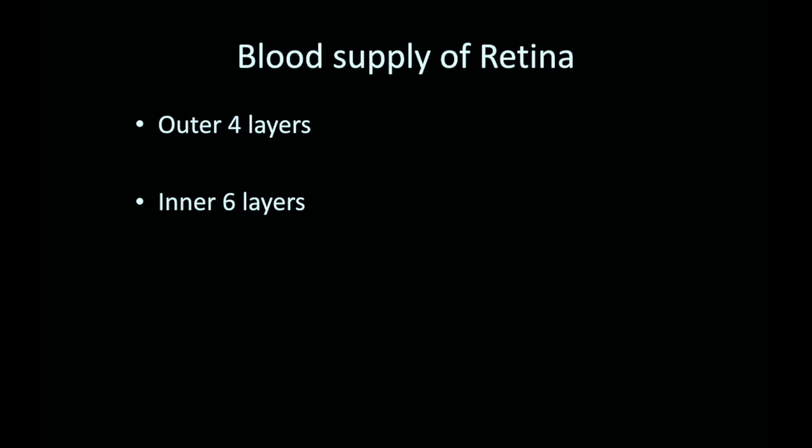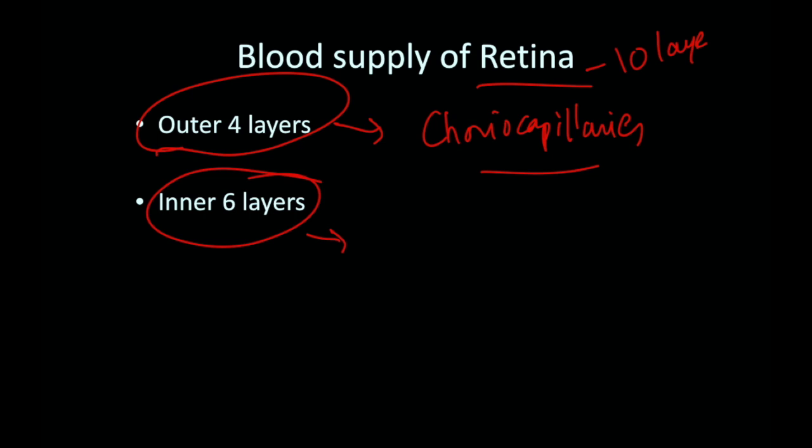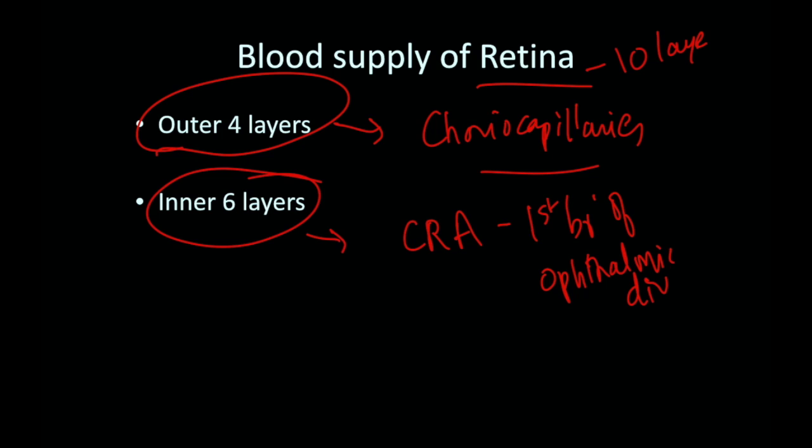Very easy. Blood supply of retina: we have 10 layers of retina, so I'm going to split into outer 4 layers and inner 6 layers. The outer 4 layers, which are adjacent to choroid, are supplied obviously by the choriocapillaries derived from the ciliary vessels. The inner 6 layers are supplied by the central retinal artery, which is the first branch of the ophthalmic division of internal carotid artery.